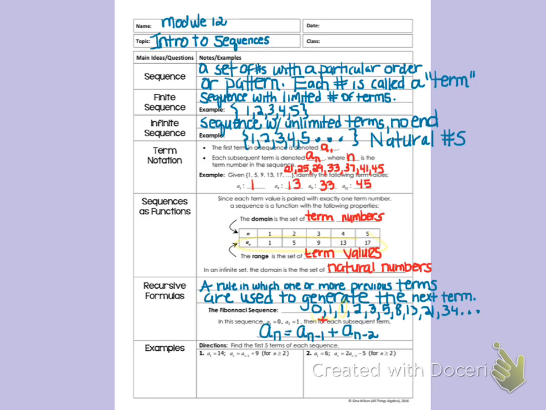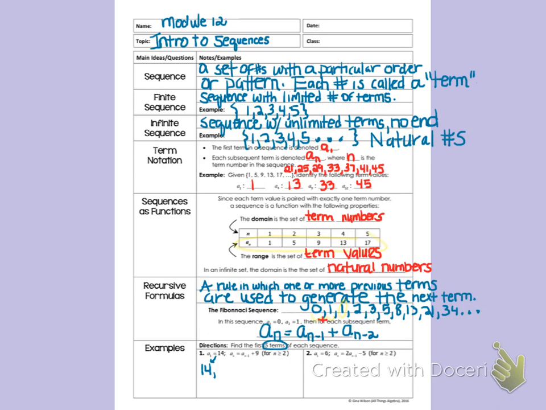So we're going to start off first just generating terms in a recursive sequence. Let's take a look at this first example. They want us to give the first 5 terms, which really means in this first one, we are going to have to generate 4 more terms, because they gave us the first term already. The first term was 14, and I can see that right here.